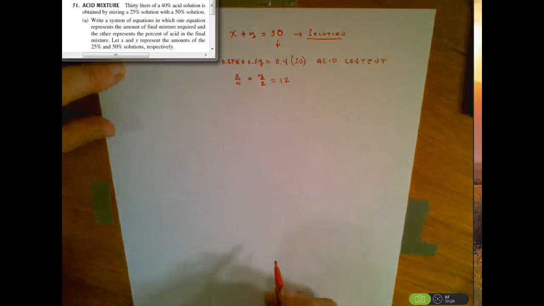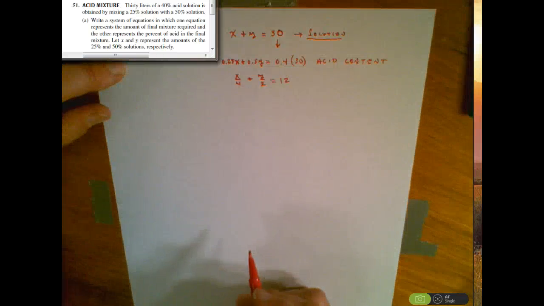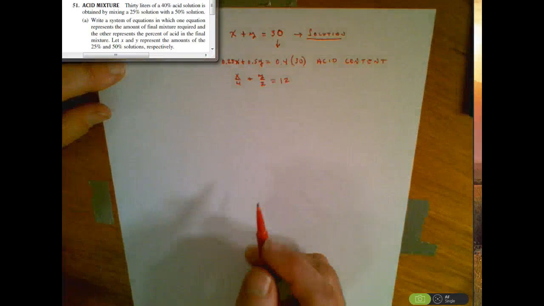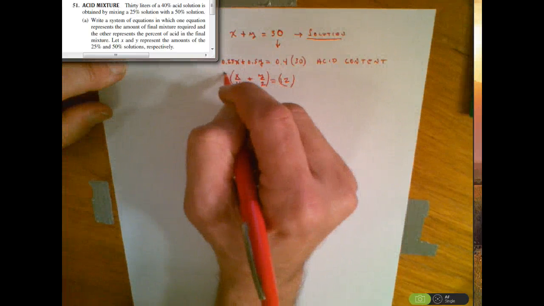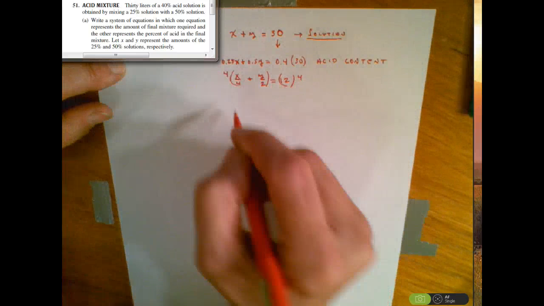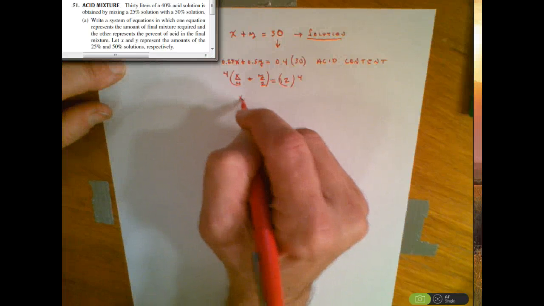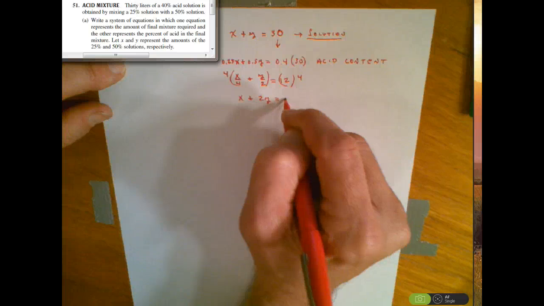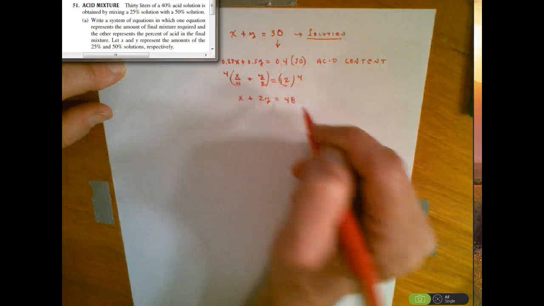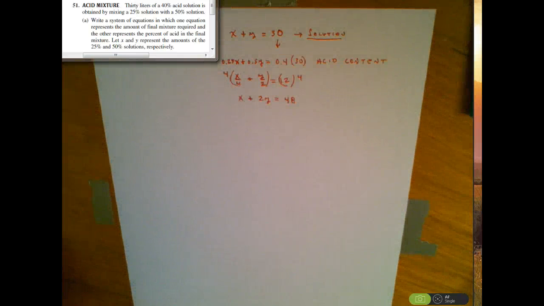I can write that equation in a little simpler form by multiplying both sides by 4. If I do that, I distribute the 4 and I get x plus 2y is equal to 48. Okay, so now I've got two equations. I've got x plus y is equal to 30, and I've got x plus 2y is equal to 48.